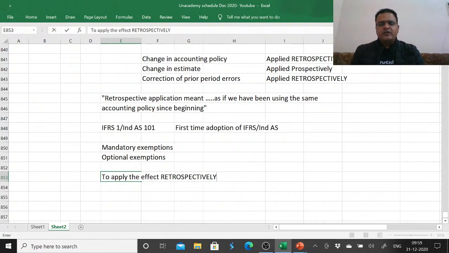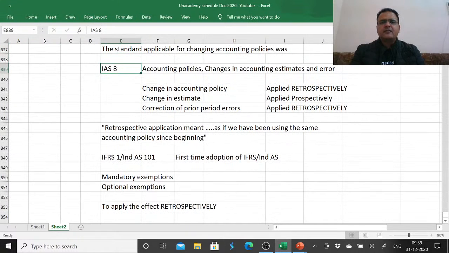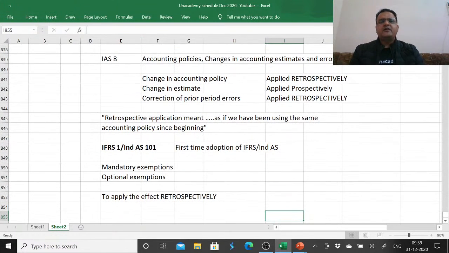This is used by an entity only once in their lifetime. Once they have used the facility available in this standard, it is no more applicable. In future, if they change any accounting policy, they have to apply IAS 8 or Ind AS 8, and they have to apply the effect retrospectively. This is only available for first time adoption, which is the reason it is known as first time adoption of IFRS or Ind AS. It is only available for an entity moving to IFRS or Ind AS for the first time, because it has provisions for mandatory exemptions and optional exemptions.